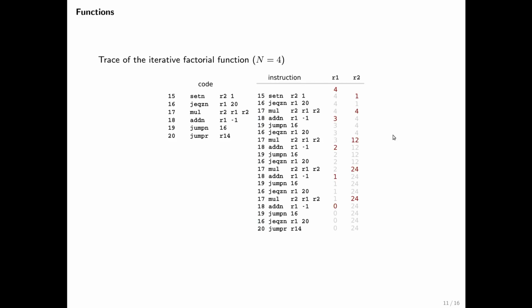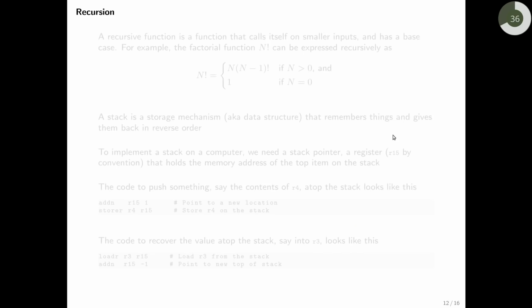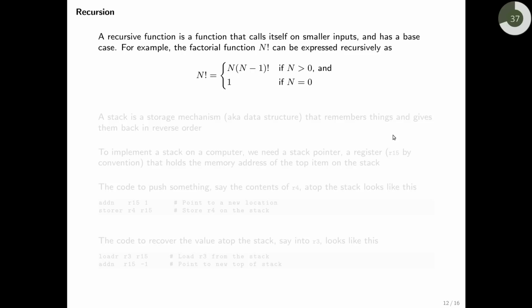So now what we are going to do is talk about a very special kind of function called a recursive function, all right? And see how recursive functions are implemented in HMMM. So what is a recursive function? A recursive function is a function that calls itself on smaller inputs, okay? And it has what is called a base case, because that's what makes sure that the recursion terminates.